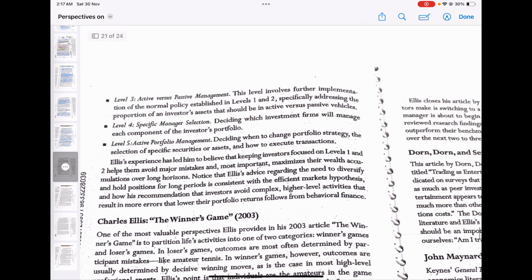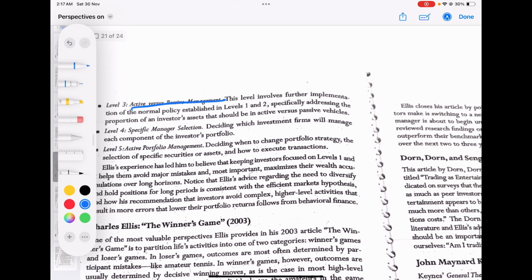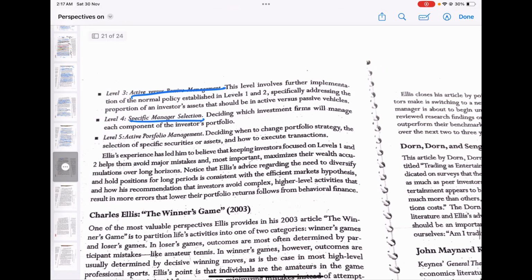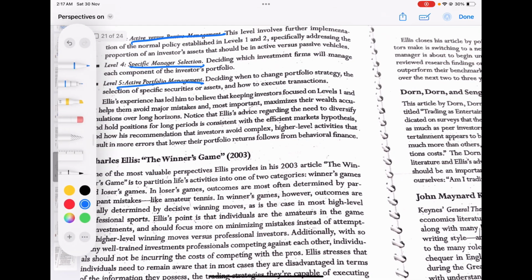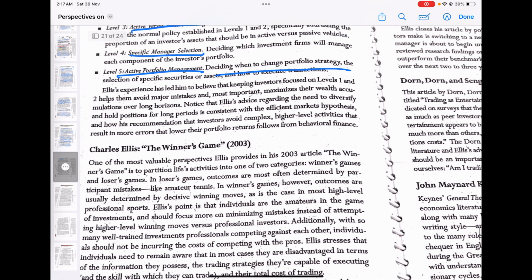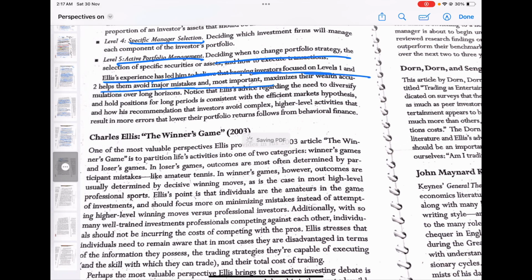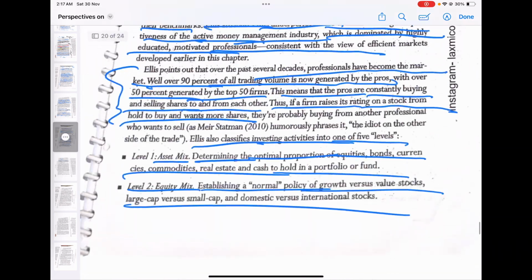So, we have asset mix, then we have equity mix, and then we have active versus passive management. Then we have specific manager selection, which means selecting which mutual fund you want, and so on. And then we have active portfolio management, which is deciding when to change portfolio strategy, and so on. Ellis's experience has led him to believe that keeping investors focused on level 1 helps them to avoid major mistakes. So that's about Charles Ellis.